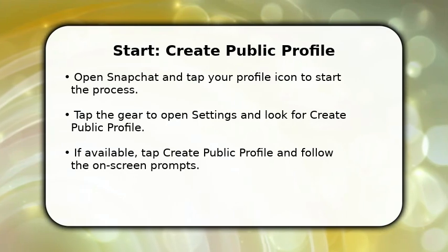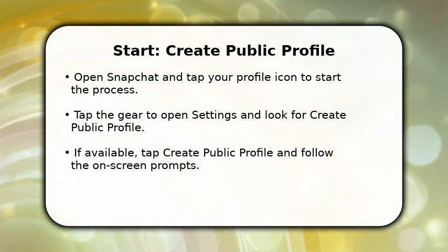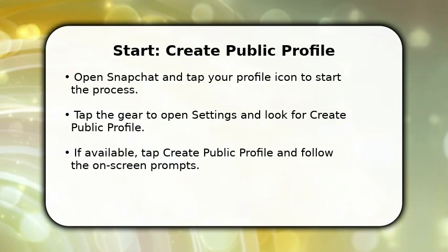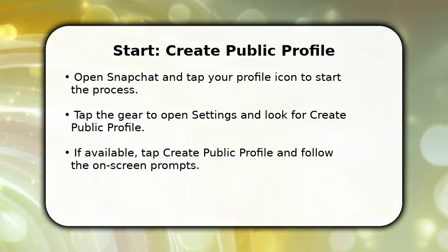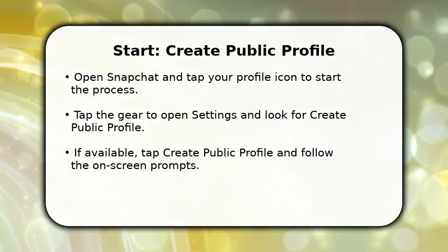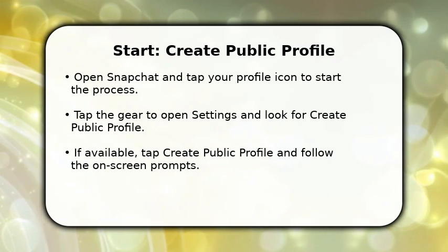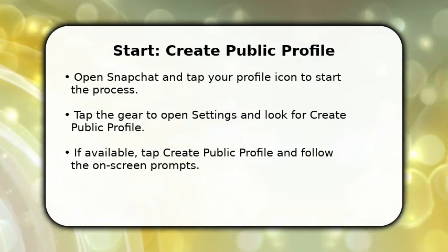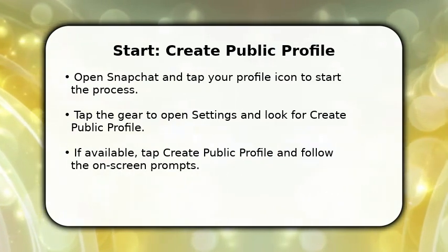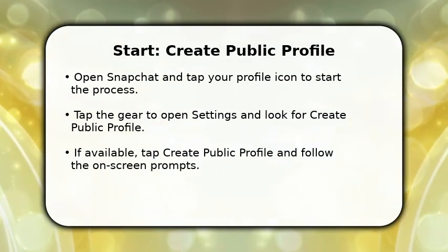In this video, I will show how to get a public profile on Snapchat if you don't have it. Open Snapchat and tap your profile icon, then tap the gear to open settings and scroll to Create Public Profile. If the option appears, tap Create Public Profile and follow prompts to set a display name, avatar, and basic visibility choices for your new public profile.